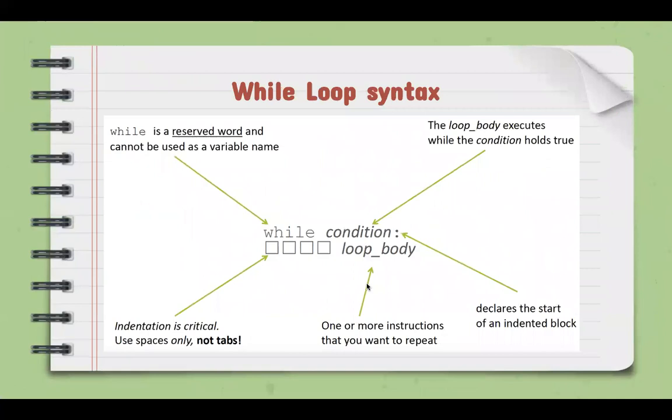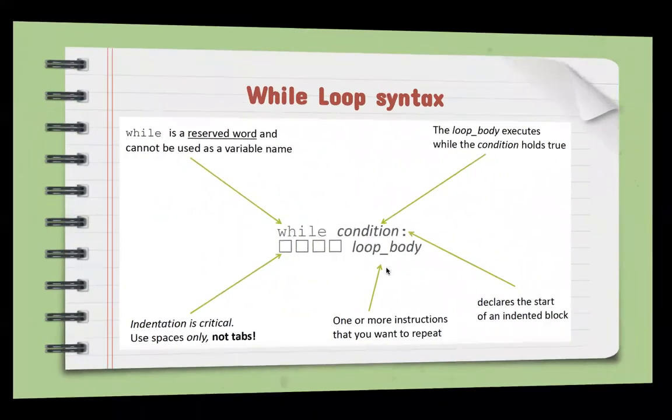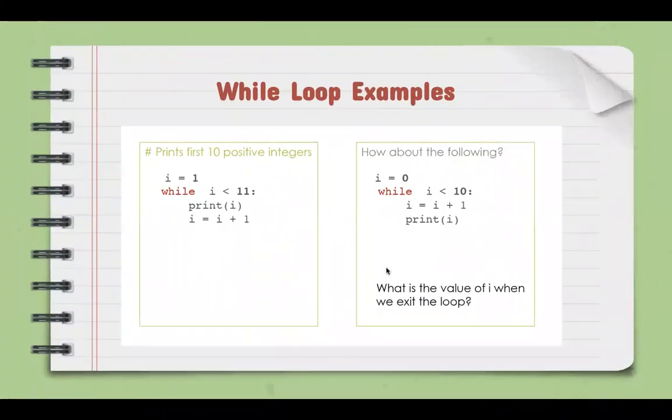So here's basically the syntax for a while loop. It's kind of similar to the for loop, except that you don't have a range, because instead you're replacing the range with a condition, and the indentation still remains the same, and so on. So here are a few examples of while loops.